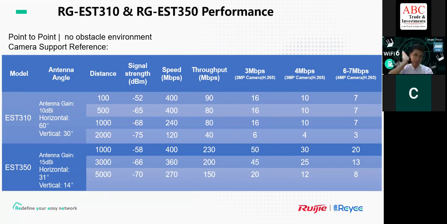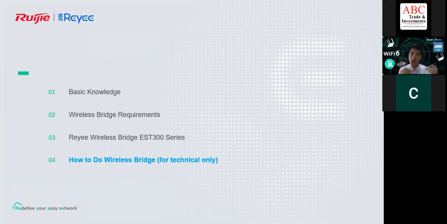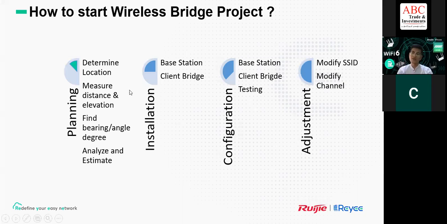The last thing I want to mention is how to do wireless like a professional. This is for the technical parts: what you need to know about the configuration process. The steps are planning, installation, configuration, and adjustment. For planning, we need to consider the location, distance, and bearing angle, and analyze the estimate. For installation, configure the base station and client station, then after configuring, test and make some adjustments. Okay, I will show you.